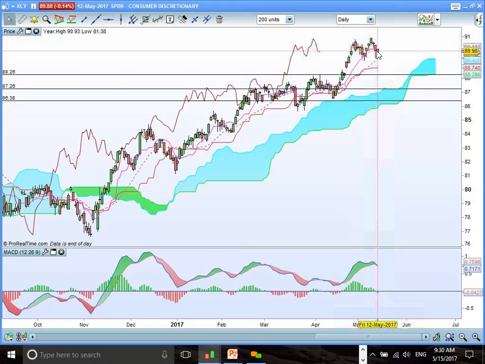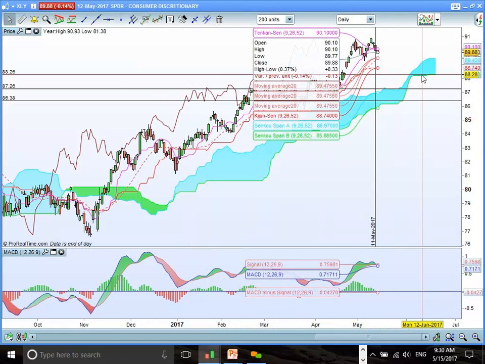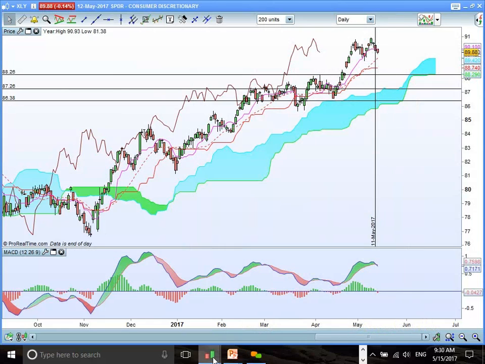So there's slight consolidation risk. We've had a MACD sell, so there's downside to come, back down towards this level at 88.28. So I'm watching that area very, very closely. Okay, that's the XLY, consumer discretionary.